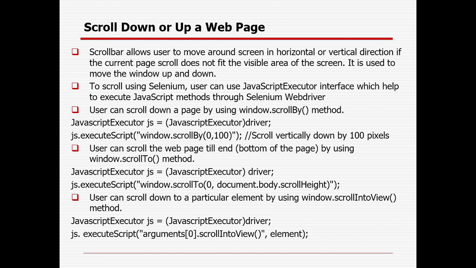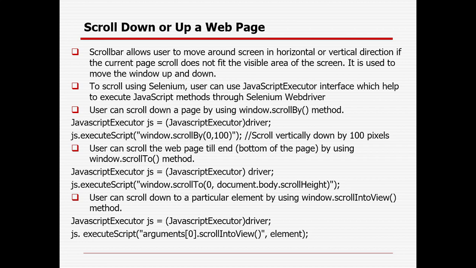Then another method available is window.scrollTo, right? With that we can automatically go to the bottom of the page. And there's another option available called scrollIntoView. With that, instead of left, right, or bottom of the page, we can directly go to the element so that the element will be visible, then I can identify the element and perform the operation once the element is visible. So these are the three important methods available in the JavaScript executor.